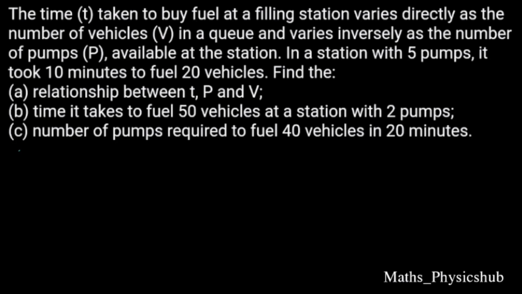The time, t, taken to buy fuel at a filling station varies directly as the number of vehicles, v, in a queue, and varies inversely as the number of pumps, p, available at the station. In a station with 5 pumps, it took 10 minutes to fuel 20 vehicles.